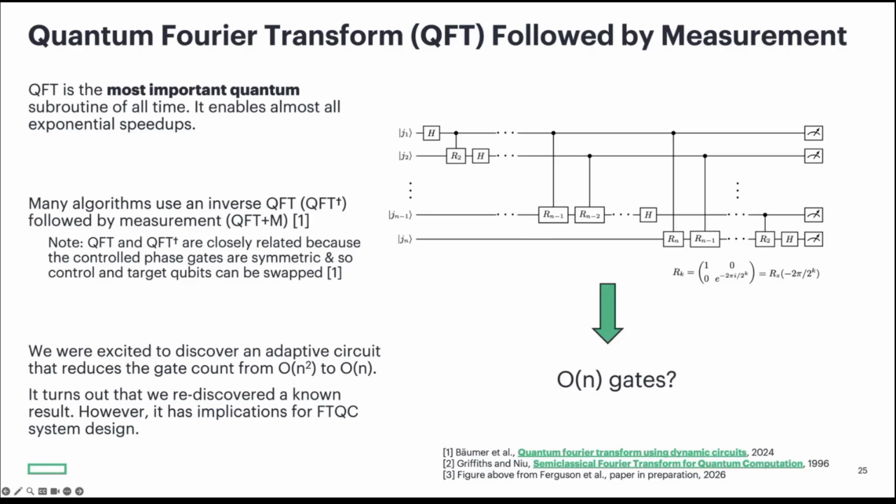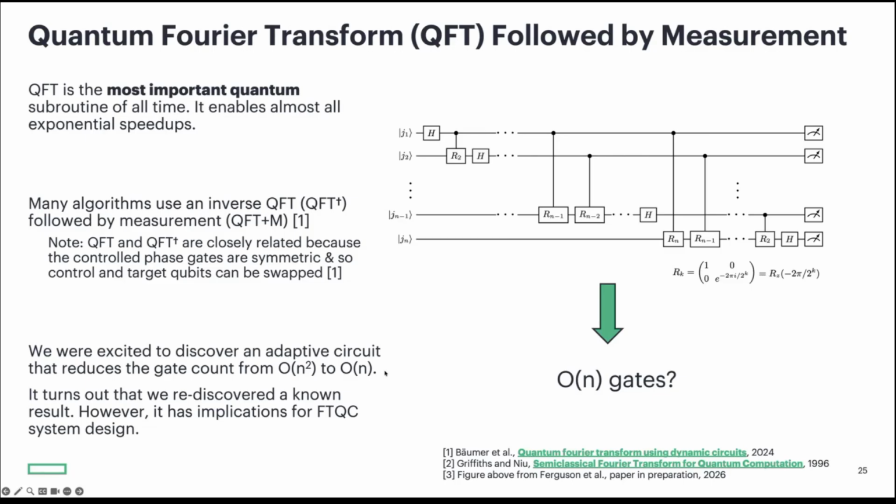So quantum Fourier transform is one of the most important quantum subroutines of all time. It's at the core of almost all exponential speedups we're aware of in quantum computing. And many of these algorithms use an inverse quantum Fourier transform followed by a measurement, which I have a picture of over here.